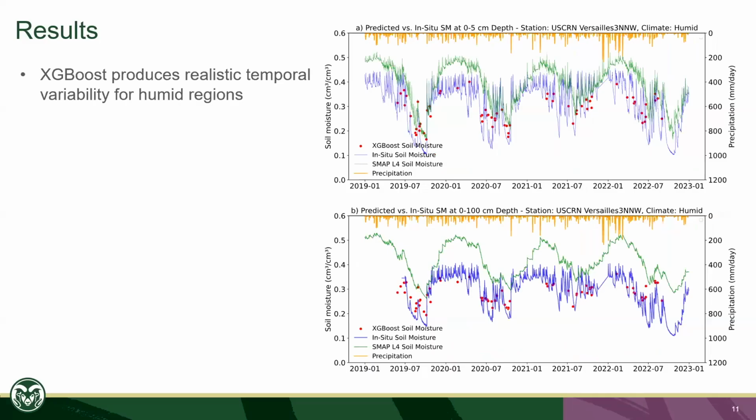This is an example of a very different soil moisture temporal variation. This is from a humid site. And again, you can see that the temporal variability is roughly reproduced by the machine learning algorithm.